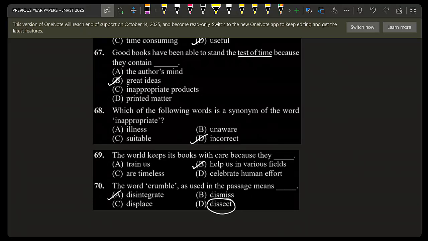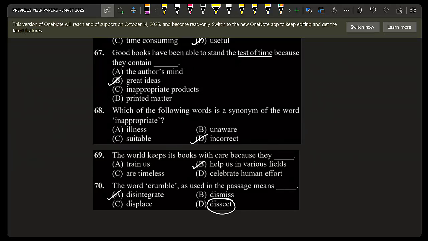Shivansh, what is your doubt? Shivansh, are you there? Lokesh? Sir, what is the meaning of destroy? Destroy means damaging it completely.